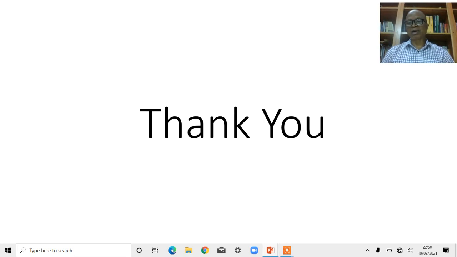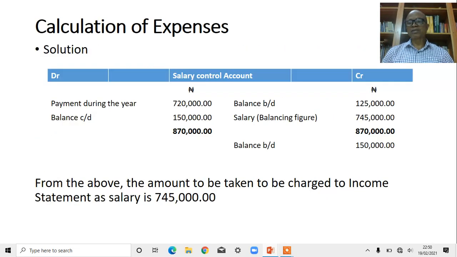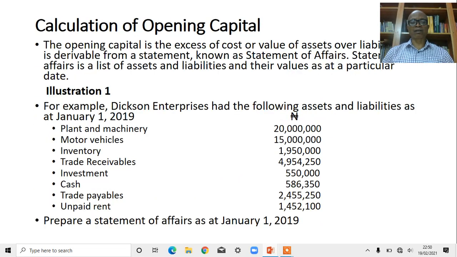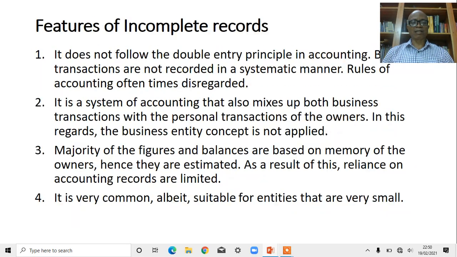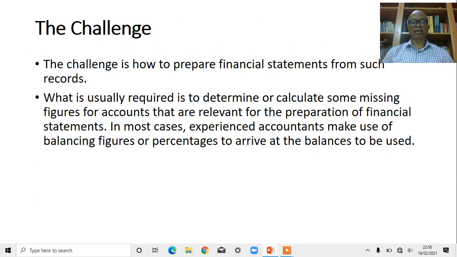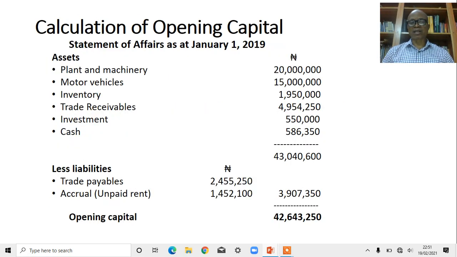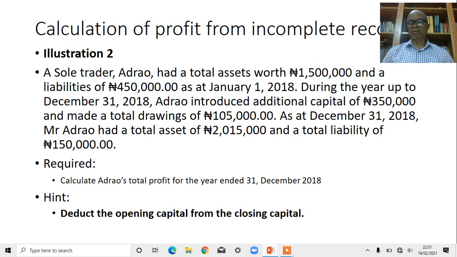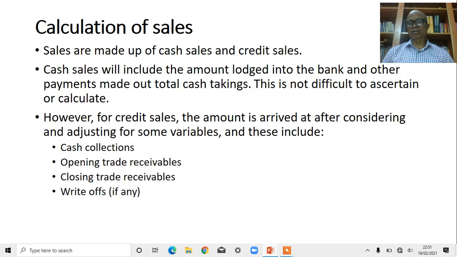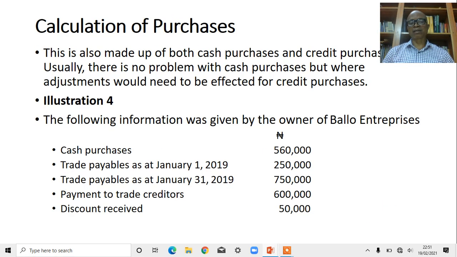So remember, we have dealt with incomplete records today. We have been able to ascertain and define for ourselves, giving us a good understanding of what incomplete records are. We also looked at the objectives, the features of incomplete records, and what an accountant must do when it comes to incomplete records. We've spoken about the opening capital and how to calculate it, calculation of profit from incomplete records, how to calculate sales, revenue, and purchases.